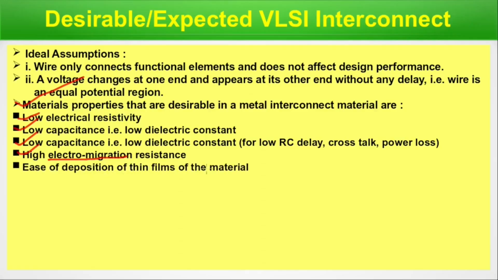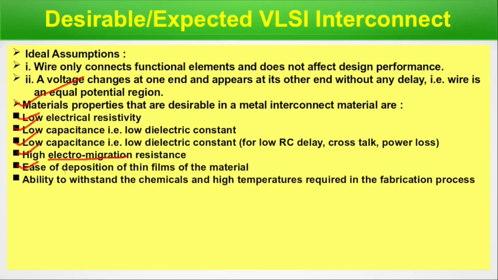Ease of deposition of thin films of the materials. Sometimes we need to deposit a thin film of material, and not all materials are good for this purpose. So the metal we use must have the ability to withstand the chemicals and high temperatures required in the fabrication process. We have already covered this point in the previous slide. Stable contact structure. There should not be any kind of chemical reaction with the material to which the metal is going to be connected. Otherwise there is no point, because once a chemical reaction starts, most of the time the resulting material will not be that metal or that material.